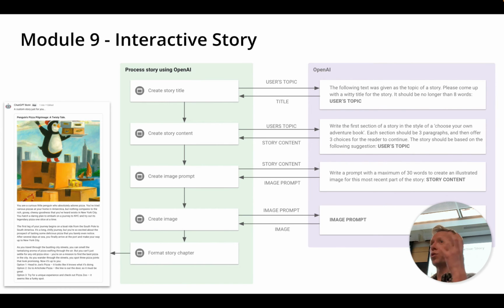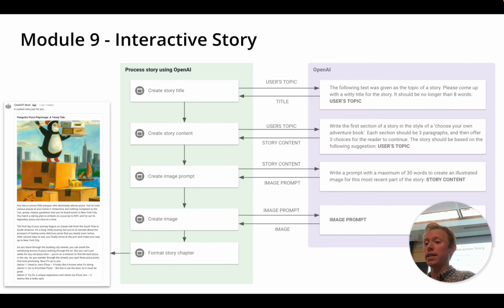Then we're going to create the story content. So the prompt to ChatGPT is: write the first section of a story in the style of a choose-your-own-adventure book. Each section should be 3 paragraphs and then offer 3 choices for the reader to continue. The story should be based on the following suggestion. We give the user text, it comes back and gives us the story content, which is a couple paragraphs of text.